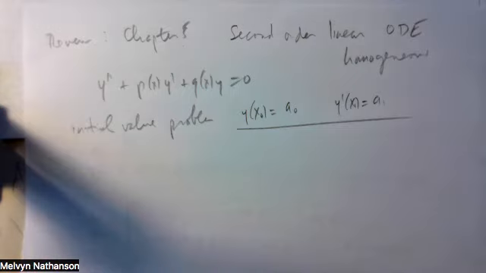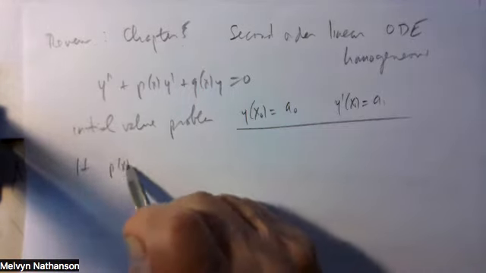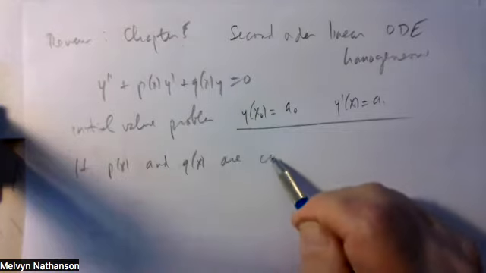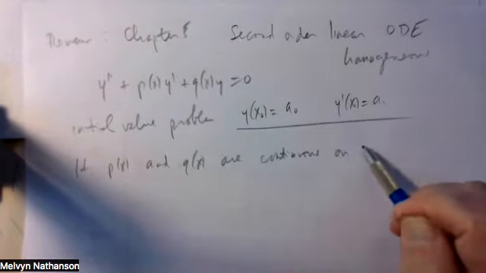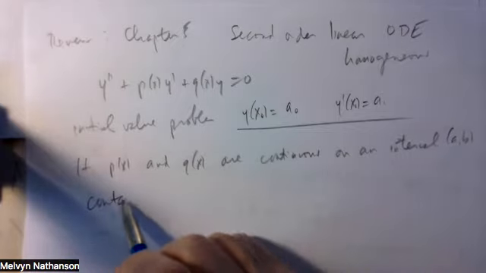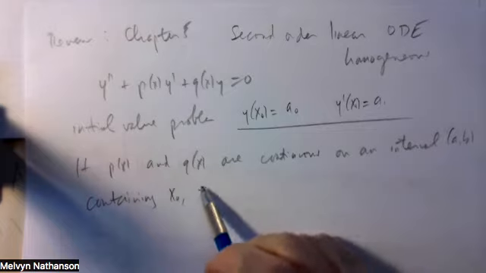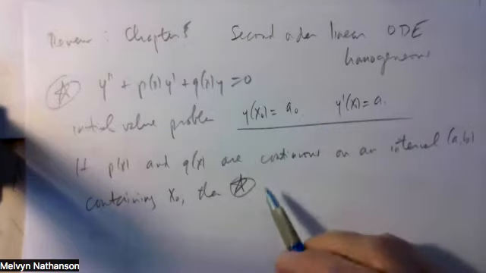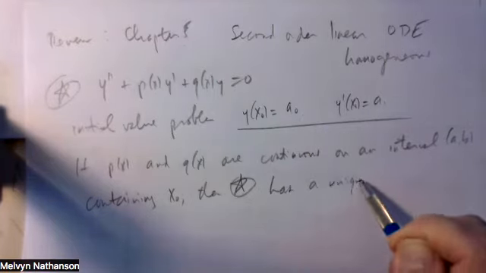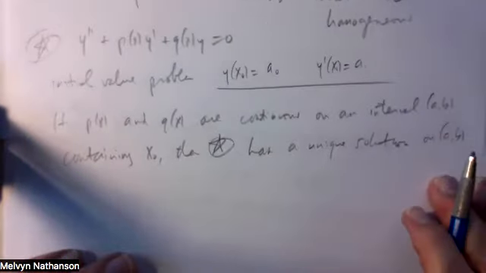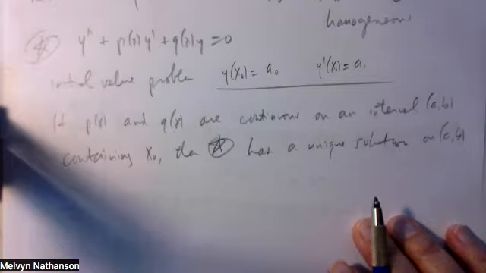And this is the big theorem: if p of x and q of x are continuous on an interval (a, b) containing x naught, then this differential equation, I'll call it star, with these initial conditions has a unique solution on this interval. So there exists a solution and the solution is unique.